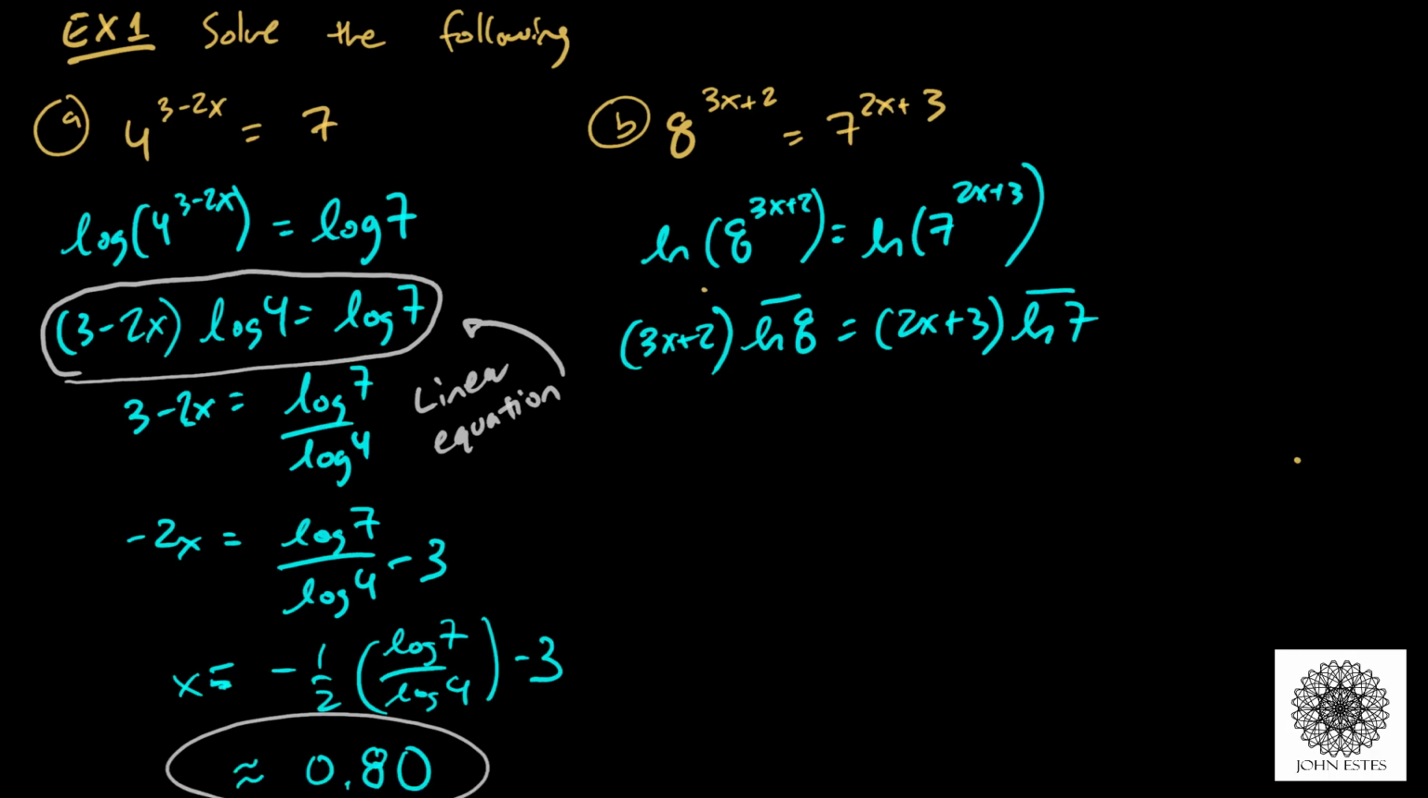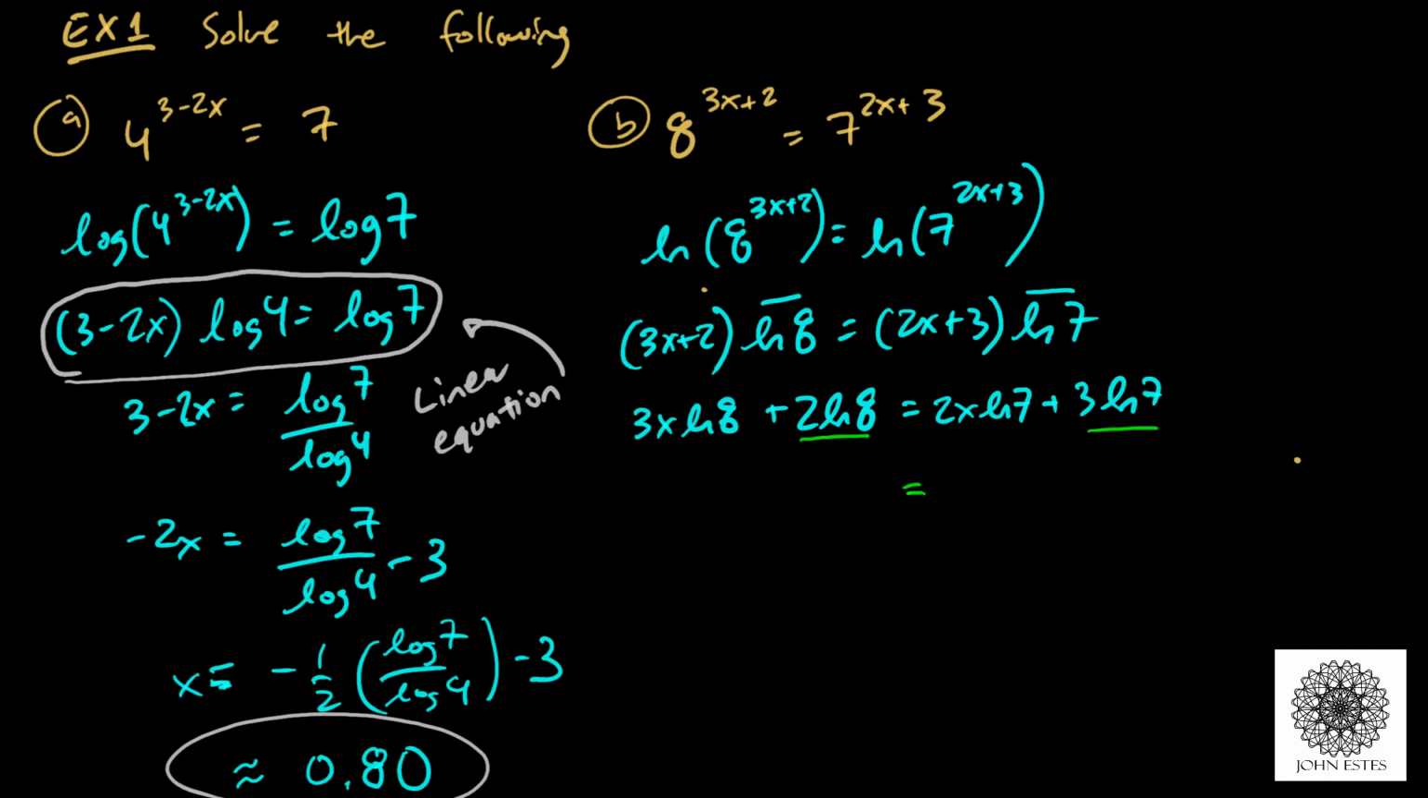So when I distribute the ln 8 across, it's going to look ugly. But I have 3x ln 8 plus 2 ln 8 equals, and now I'm going to distribute the ln 7, so I have 2x ln 7 plus 3 ln 7. Now keep in mind, the 2 ln 8 and the 3 ln 7 are real numbers. They look ugly, but they're real numbers, and they have nothing to do with x. So I'm going to bring those together.